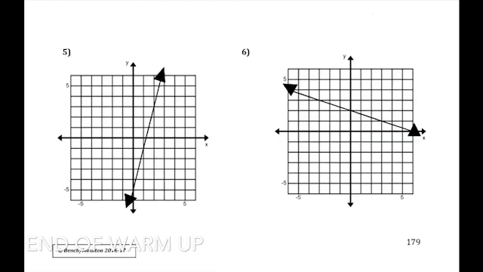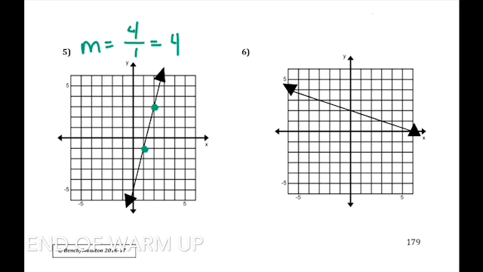For number 5, I need to write the equation of this line. So just like before, I need a slope. And so I'm going to pick 2 points that I can tell exactly where they are. So I'm going to choose this one and this one. And so my rise, I'm going to start on my left and I'm going to go up 1, 2, 3, 4. So that's my rise. And then my run is just over 1. And so my slope is just equal to positive 4.